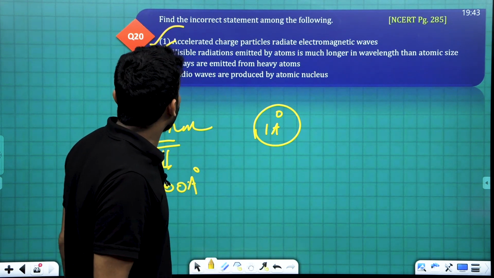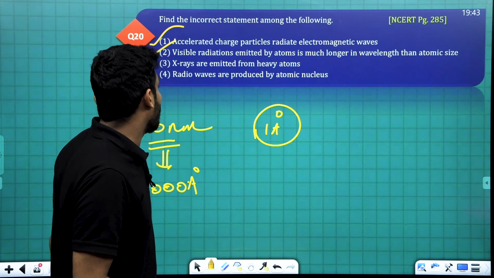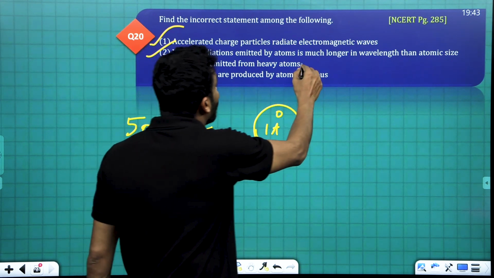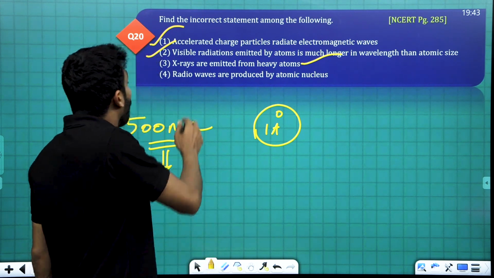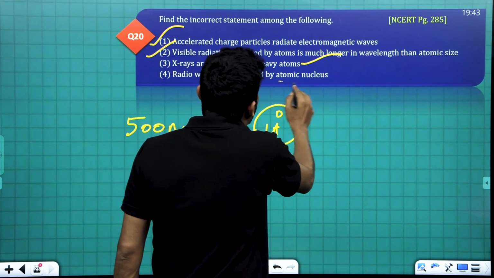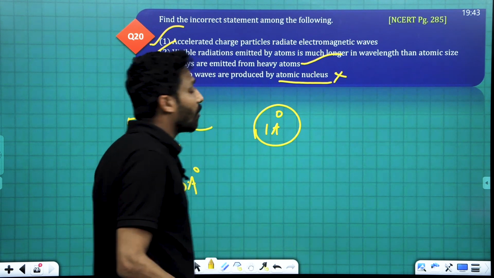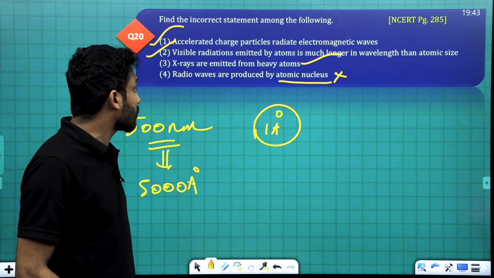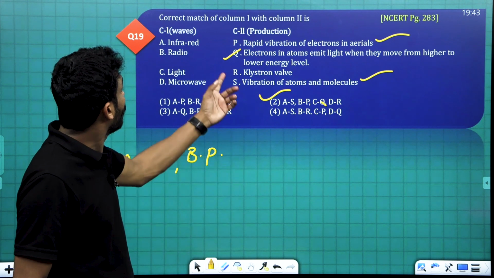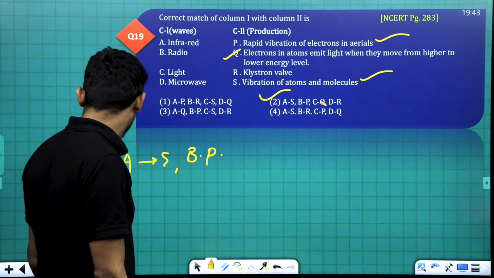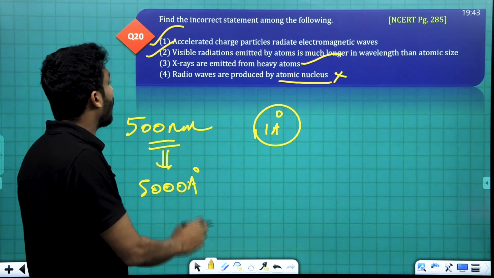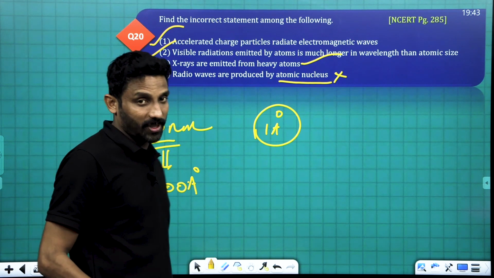Then X-rays are emitted from heavy atoms, true. Heavy atoms, metallic atoms. Then radio waves are produced by atomic molecules. This is incorrect. Radio waves are not produced by atomic molecules. They are produced by rapid vibration of electrons in aerials. So the answer of this question is option 4.